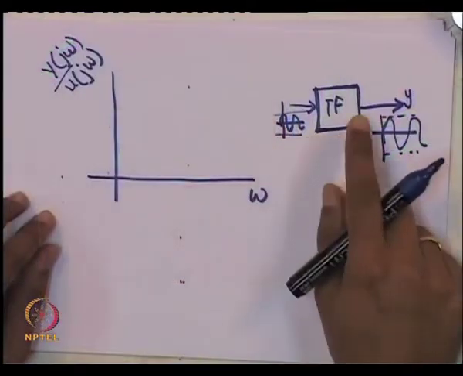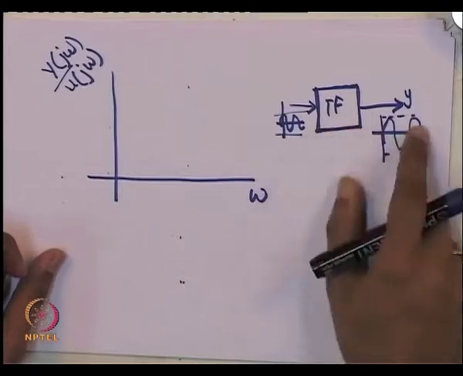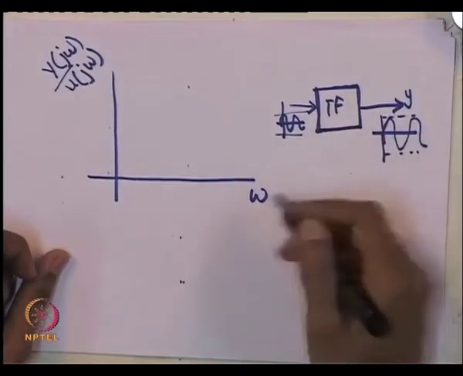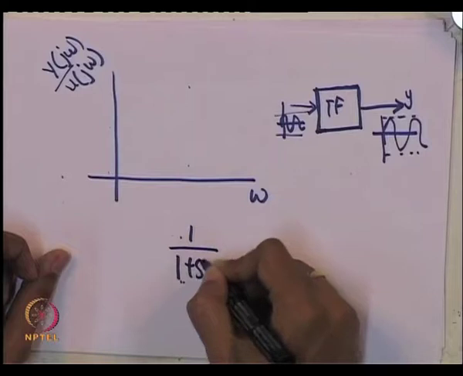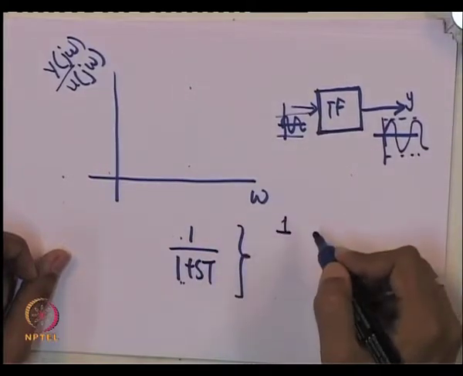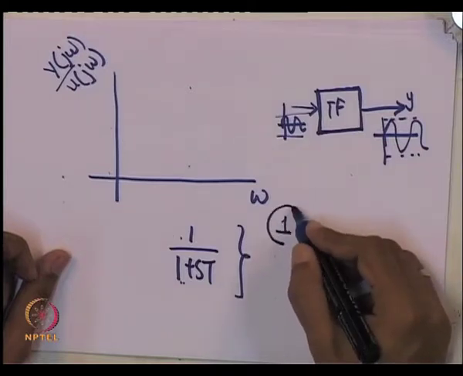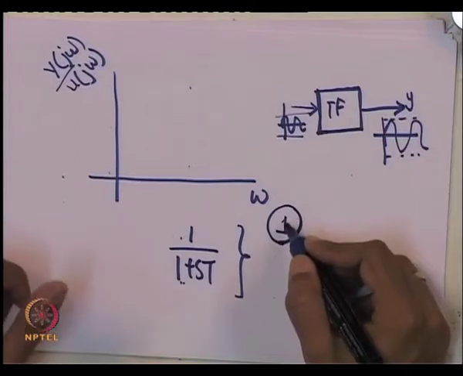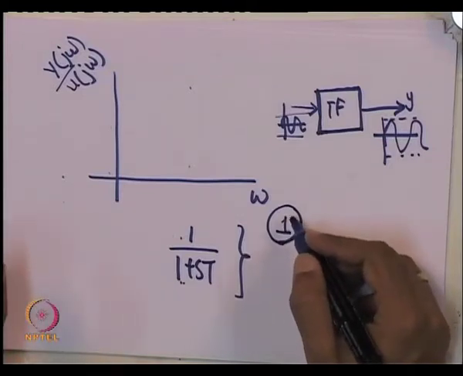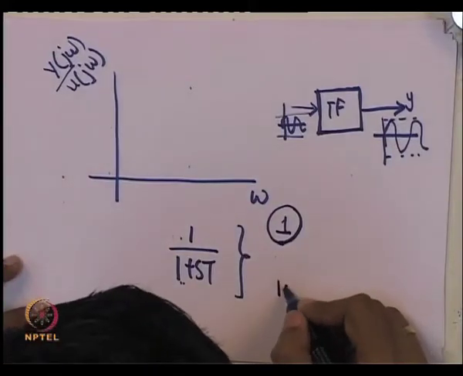You will get a gain which is a function of frequency, that is one important thing. The gain is a function of frequency. The phase also is a function of frequency. It turns out for 1 upon 1 plus sτ, the steady state gain is 1. Steady state frequency, what you call the 0 frequency. When I say steady state, actually it means 0 frequency. The 0 frequency gain is 1, whereas the high frequency gain is low.